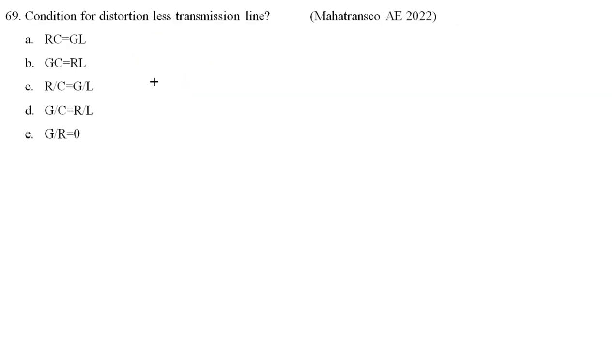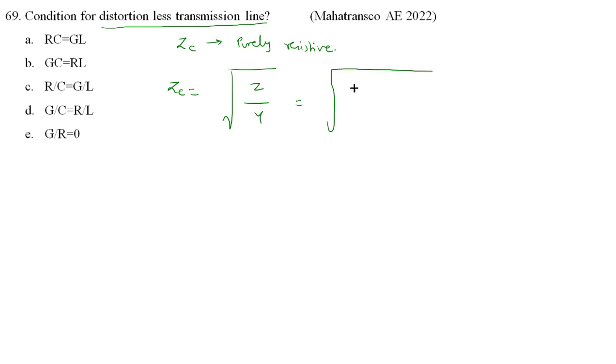Question number 69. Condition for distortionless transmission line is. So distortionless transmission line means characteristic impedance ZC is purely resistive. Now what is the expression for ZC? It is under root Z by Y. It is equal to under root R plus j omega L divided by G plus j omega C. Now if ZC is purely resistive, its angle will be 0 degree. Now if we calculate the angle of this, it will be raised to 1 by 2, that is half.